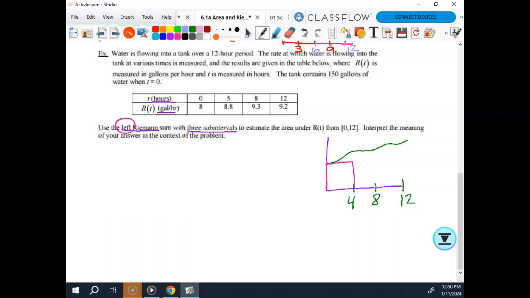Then I have my rectangle. Then I have from 4 to 8, I start on the left-hand side, drop that down, draw my rectangle. Then I start on the left-hand side, drop that down, draw my rectangle. I have no idea how accurate my picture is, and I don't necessarily care, but the picture could help you. Now, when you're not looking at the picture, you're going from 0 to 5, and then from 5 to 8, and then from 8 to 12.